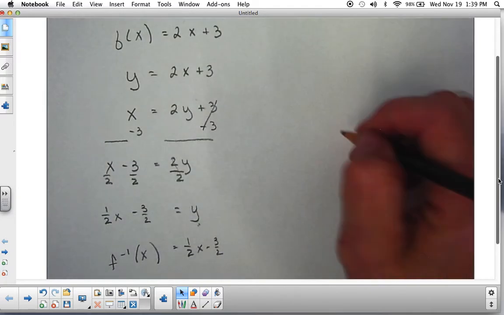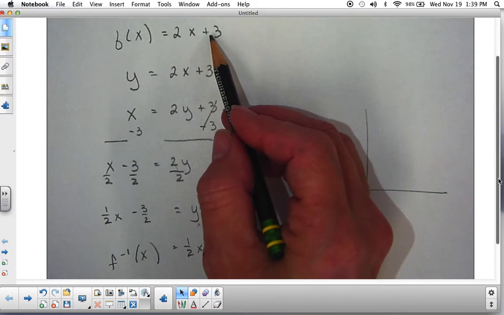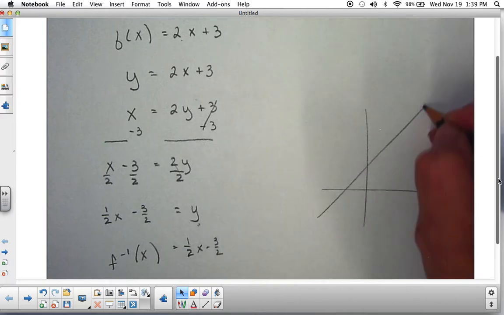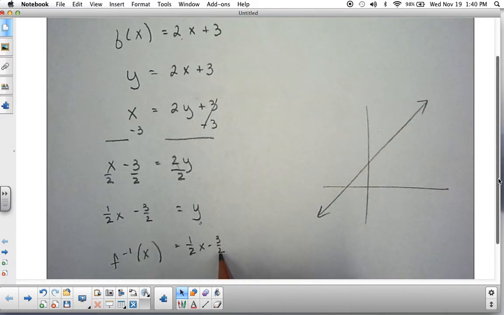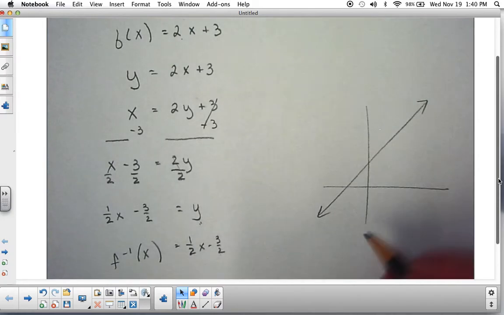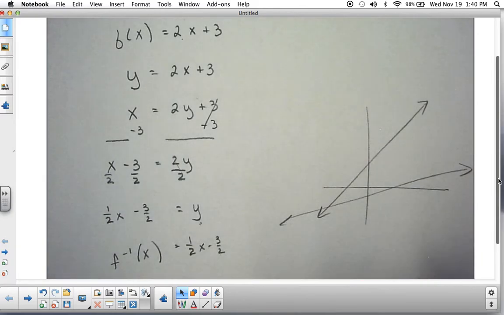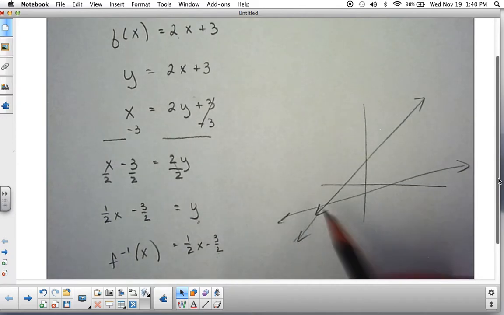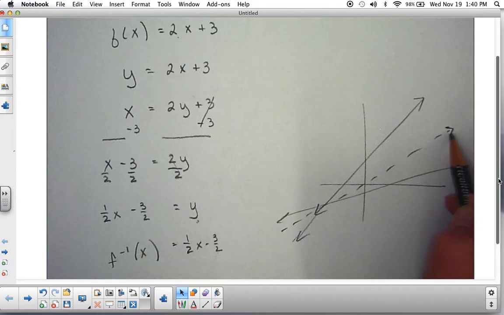I want you to think for a quick minute about what this graph would look like. If I graphed this on my graphing calculator or by hand, it would have a y-intercept of 3 and a slope of 2, right? So maybe something like that. And then if I graphed this one, it would have a y-intercept of -1.5 and a slope of 0.5. So something more like this. Can you kind of see what these lines look like, even though we've just made a very quick sketch? They are a reflection in this y equals x line.